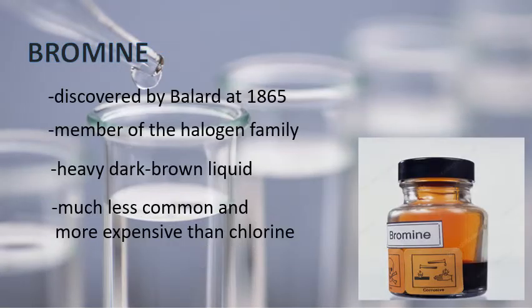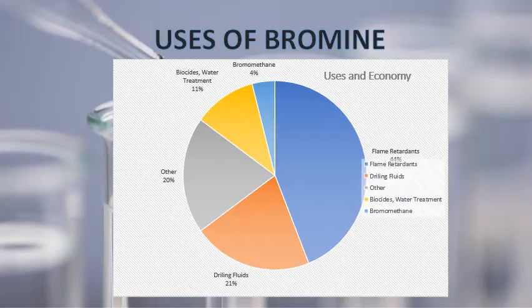Bromine is a heavy dark brown liquid which was discovered by Balard in 1826. It is a member of the halogen family. For the uses of bromine, it is mostly used as flame retardants, which has 44%, followed by drilling fluids, and then biocides, water treatment, lastly is bromomethane.